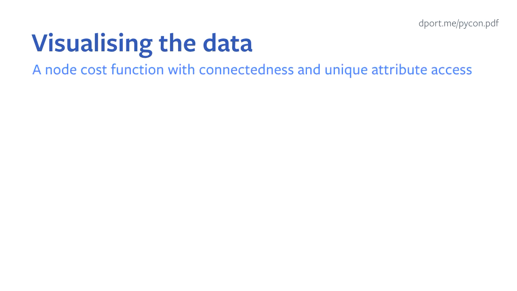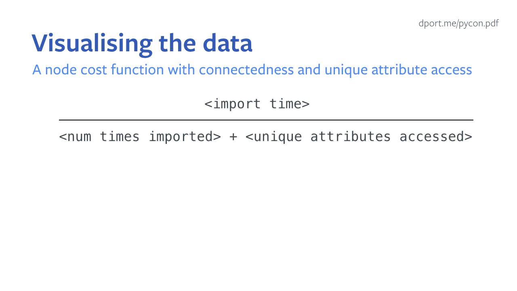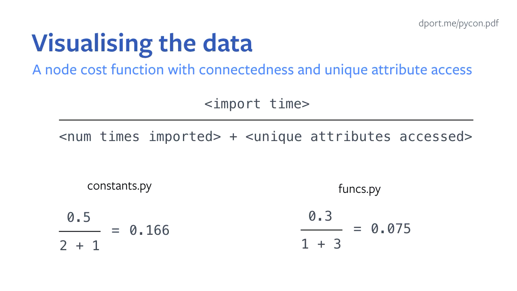So let's try and get another formula together. Here we have our import time: the number of times imported plus the unique attribute access on the bottom. Again, this is obviously a really rough formula, but it displays the basic relationship. Cool. So when we do this number crunching, we see that constants instead of funcs is all of a sudden the better candidate. So we should probably start looking there as the module I want to focus my efforts on and try to remove.